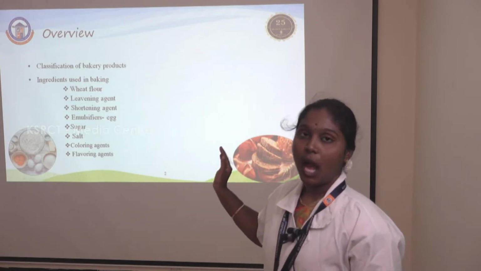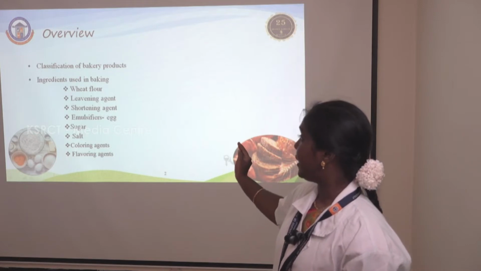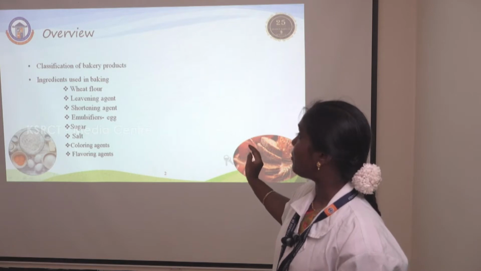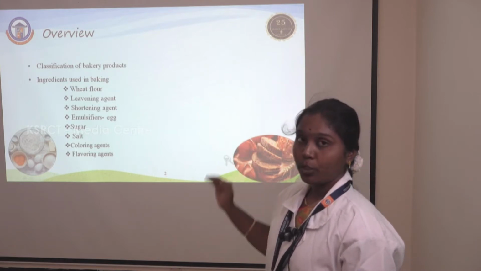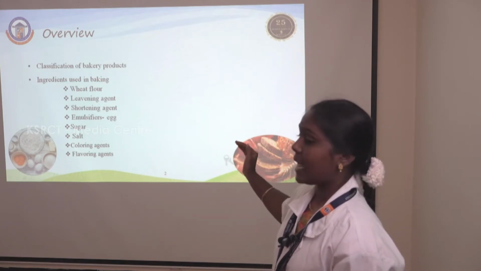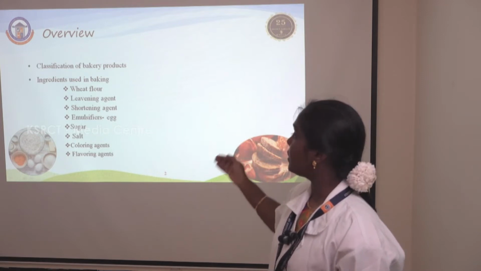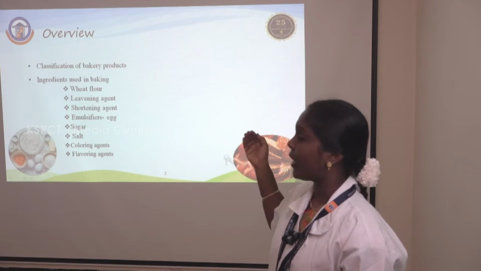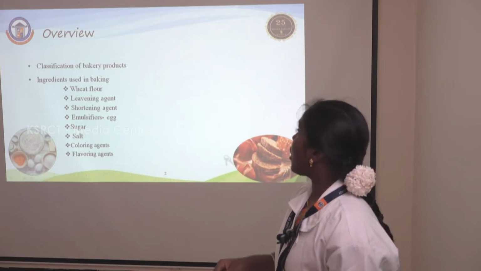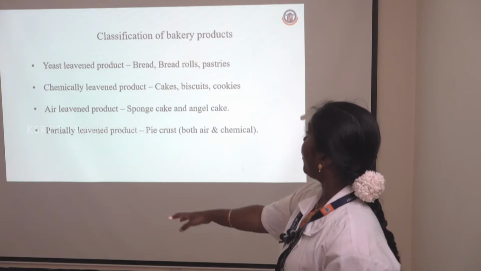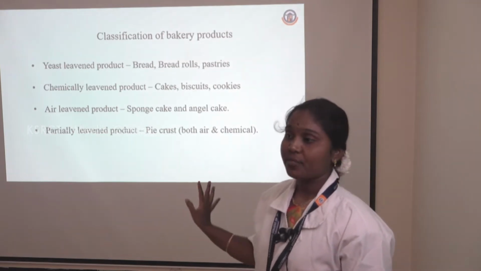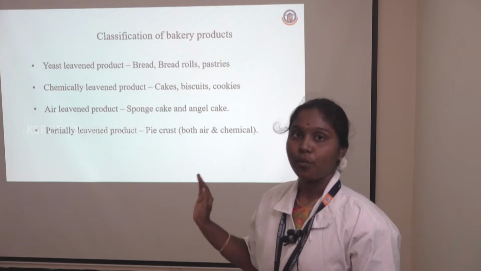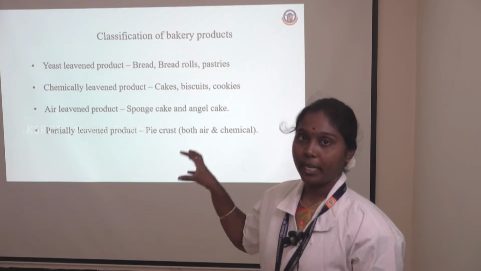Major ingredients are wheat flour, leavening agent, shortening agent, and emulsifier. The best example for the emulsifier is egg. Coming to the minor ingredients, they are classified into many ingredients, coming under the sugar component, the salt component, coloring agent, flavoring agent, and so on. Coming to the classification of the product, generally we classify bakery products into four types based on the ingredients used for the baking process.